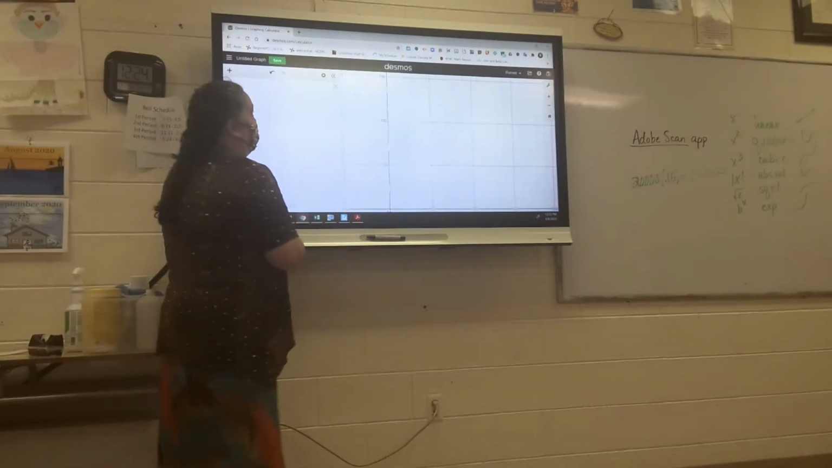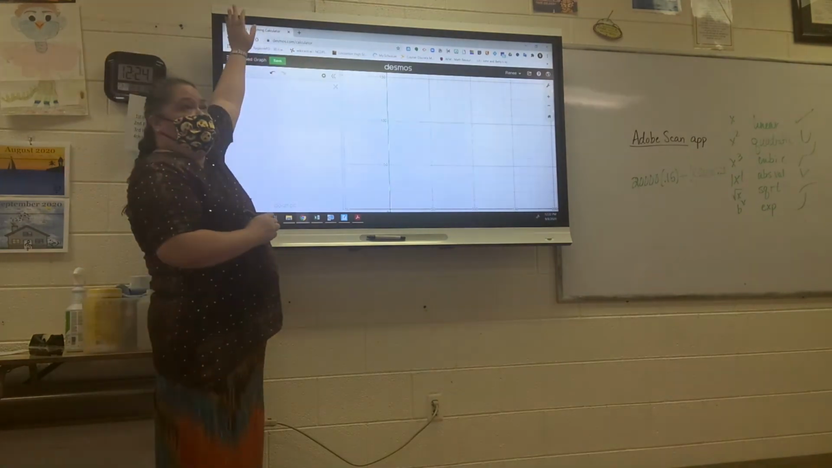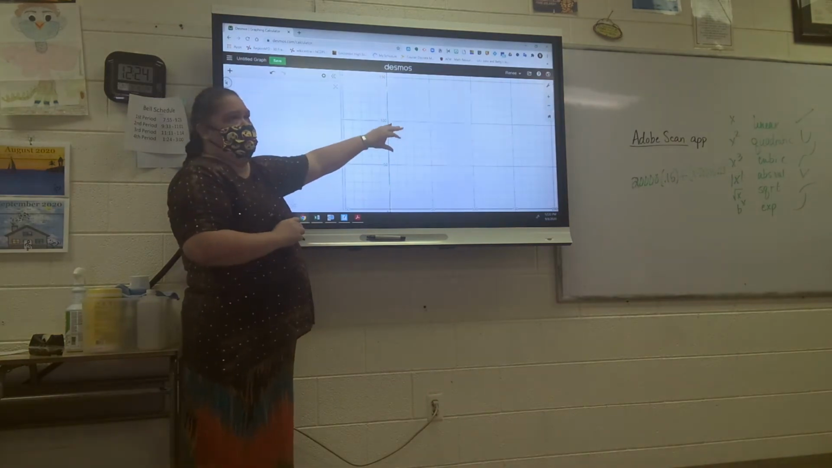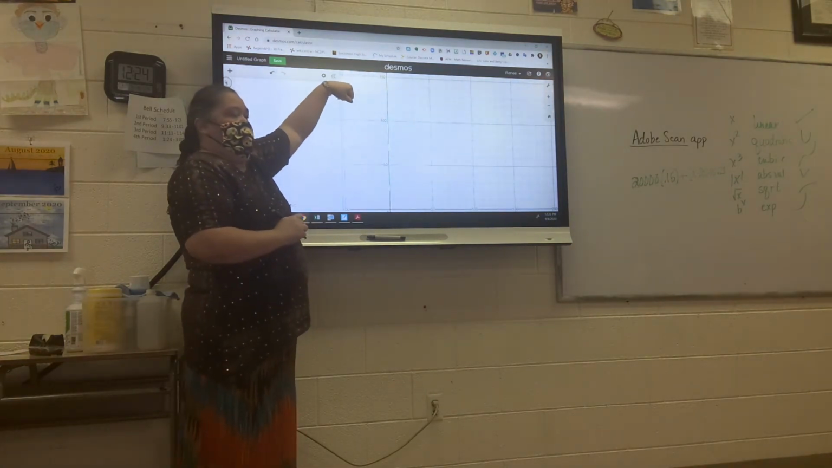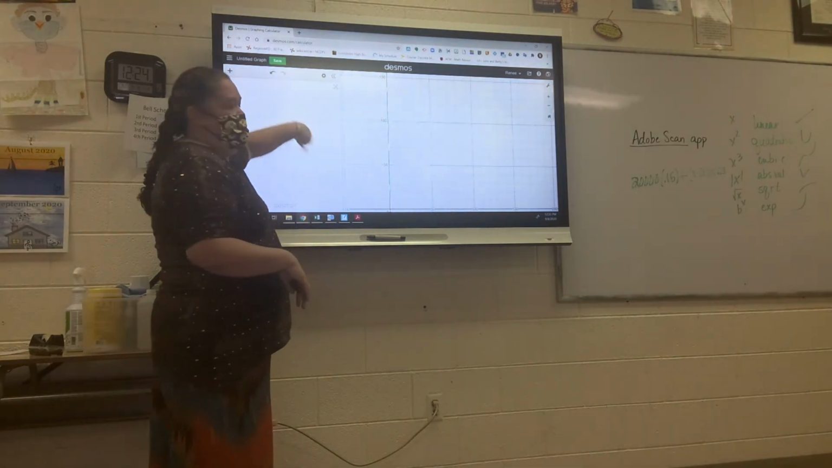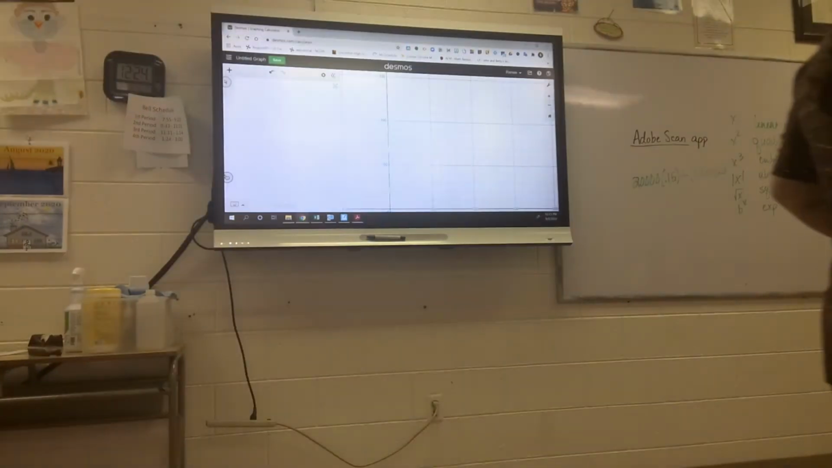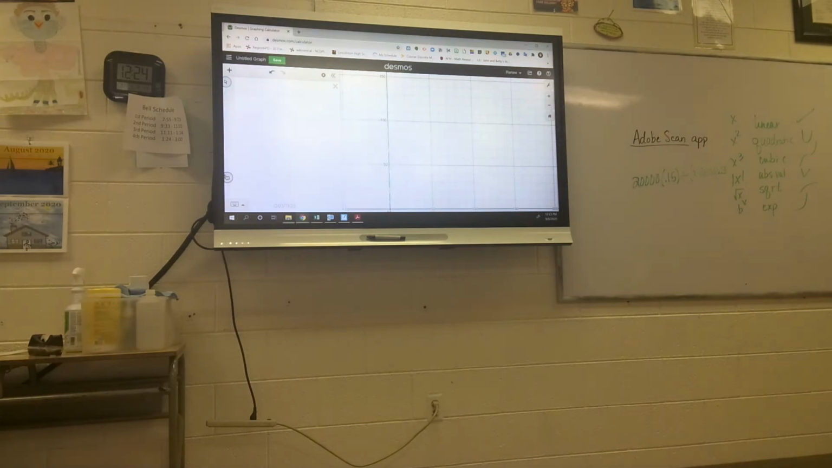Just type in desmos.com, and when you type desmos.com, at the top it says graphing calculator. If you're Googling, it'll say graphing calculator, okay? So everybody pull up Desmos on your devices. If you have the app on your phone, you can do that. Either way, you can use the app on the phone or your computers.